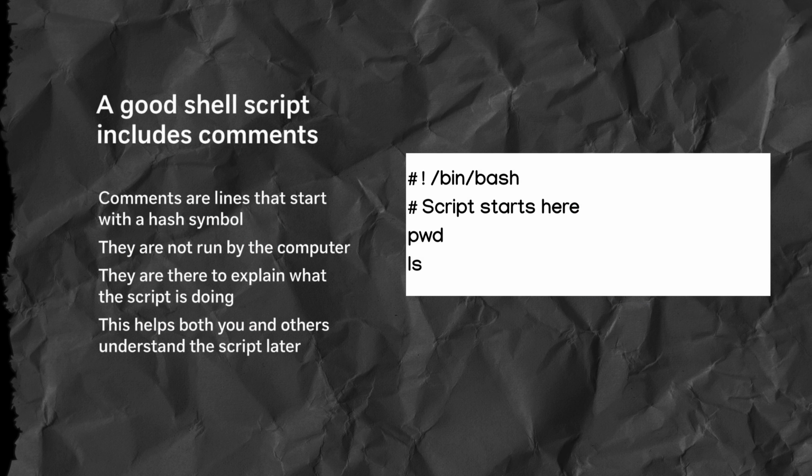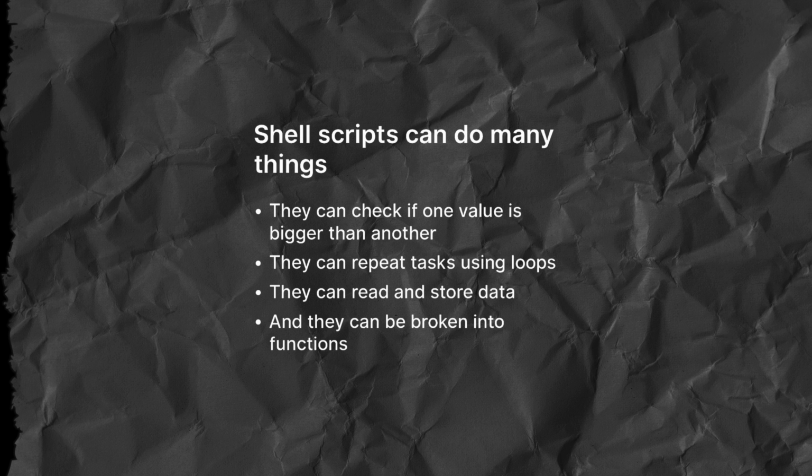A good shell script includes comments. Comments are lines that start with a hash symbol, and they are not run by the computer. They are there to explain what the script is doing, and this helps both you and others to understand the script later. So a shell script can do many things. They can check if one value is bigger than another, they can repeat the task using loops, and they can be broken into functions. They can read and store data, but don't worry, we will go step by step.